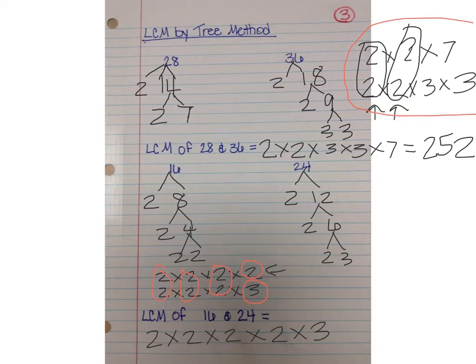So when we multiply all these by each other, 2 times 2 times 2 times 2 times 3, it's going to give us, wait, where did I get that? Okay, so now I have to do it. I thought I had it written out. Sorry, guys. Okay, sorry about that. So that grand total is 48. So the LCM of 16 and 24 is 48. Okay, which means that 16 and 24 will both go into that number.